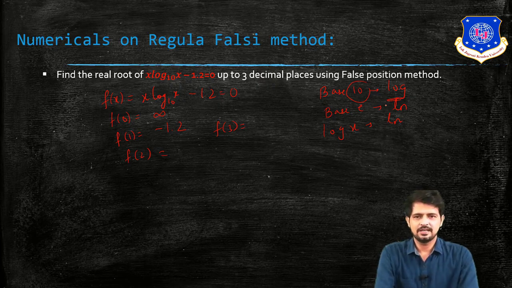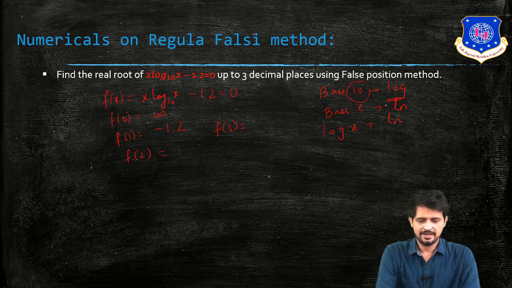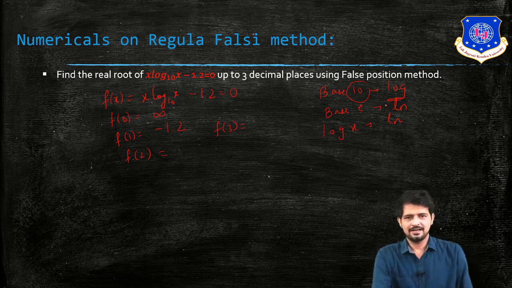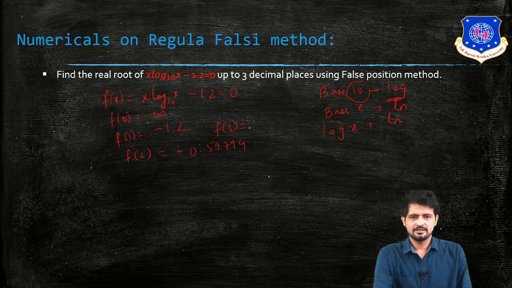So let us find the value of f of 2 = 2 log 2 minus 1.2. That will give me minus 0.59794. Similarly, if I find f of 3, it is 0.23136. So this value is less than 0, and this value is greater than 0, so I can say my root lies between 2 and 3.